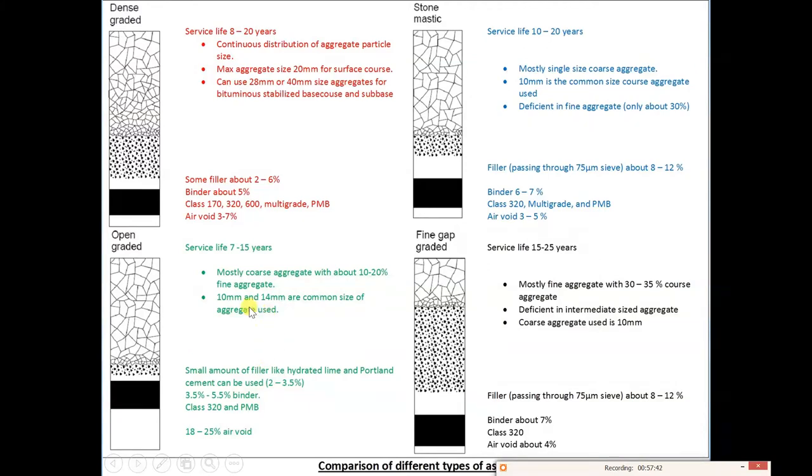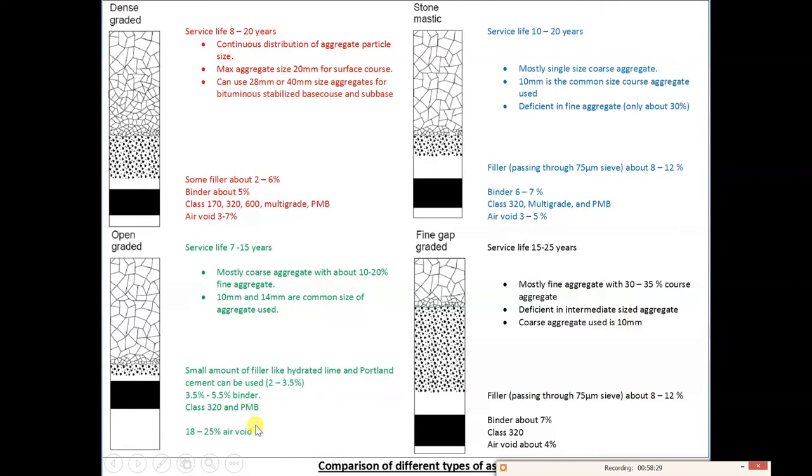For the aggregates, most of them are coarse aggregate, and then 10 to 20% fine aggregate, which is below 5 mm, or that can pass through the 4.75 mm sieve. So there's not much fine aggregate. The aggregate that we're going to use for the open graded is mostly the 10 mm or 14 mm size. Not much filler, 2 to 3.5% filler.